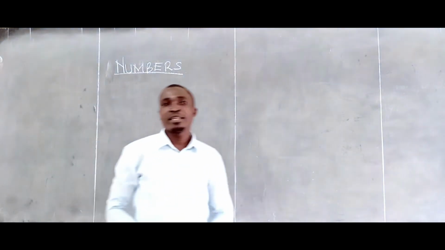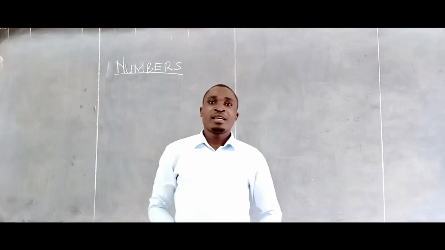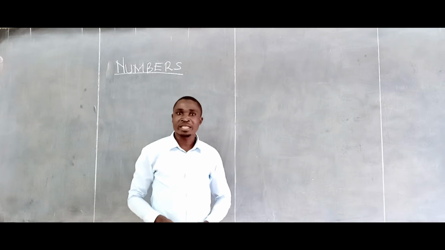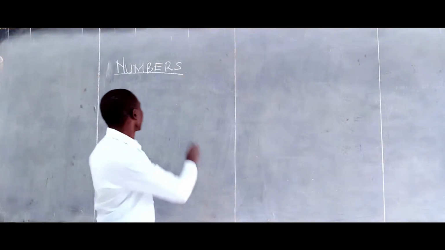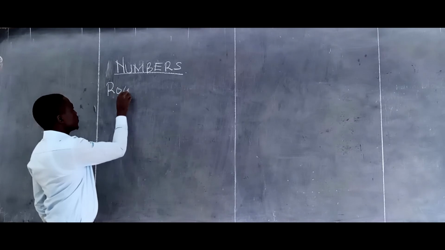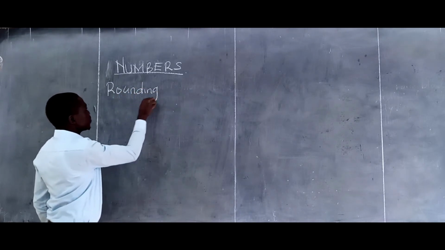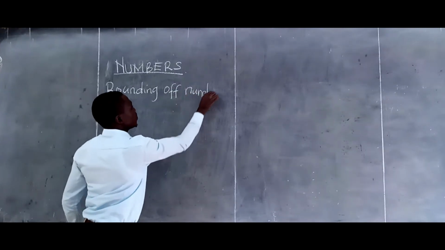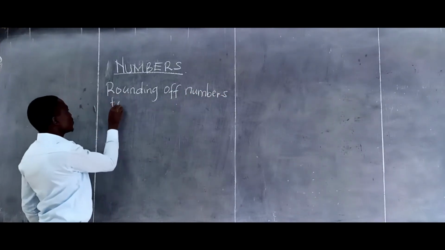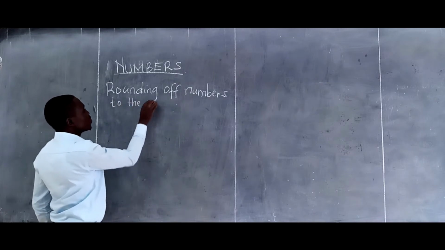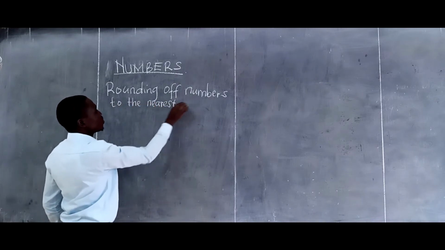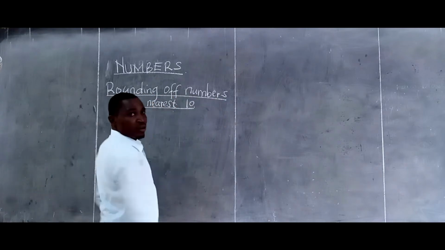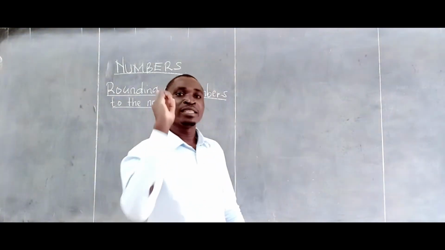So we are going to look at numbers. That is our strand. Under that, we are going to narrow down and look at rounding off numbers to the nearest tens. Rounding off numbers to the nearest tens.